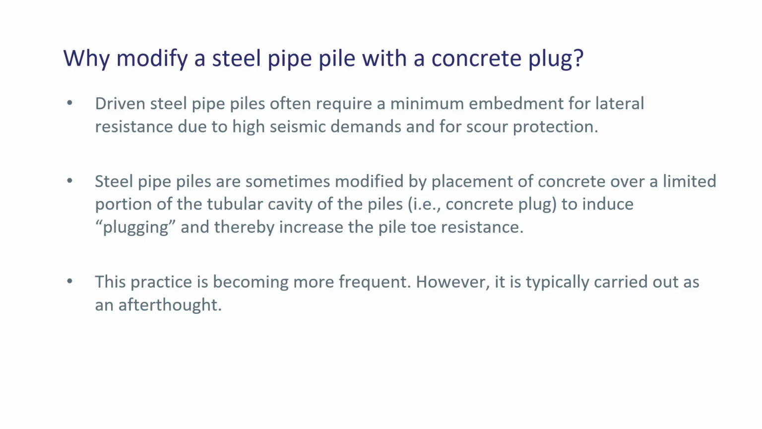So what happens is the piles will get modified by placing a blob, we'll call it a blob of concrete, over some length, this concrete plug. The intent is to induce plugging, and by inducing this plugging we theoretically should be able to increase the toe resistance of the pile. This is assuming we're in some sort of sandy or granular deposit, and we get to a place where we're happy with the penetration resistance or the capacity, the resistance that we can mobilize.